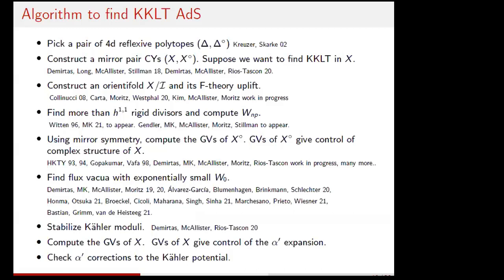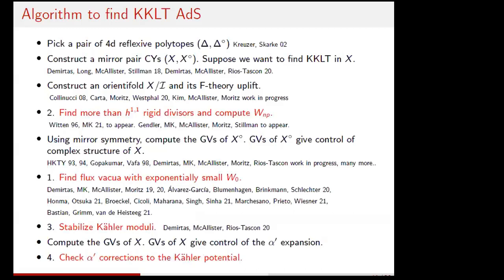So I'll just pick four of the most important steps. I'll first tell you how you can find exponentially small W0, and then I'll tell you how you can find the non-perturbative superpotential terms, and then how you can stabilize Kähler moduli, and then I'll tell you about alpha prime corrections.